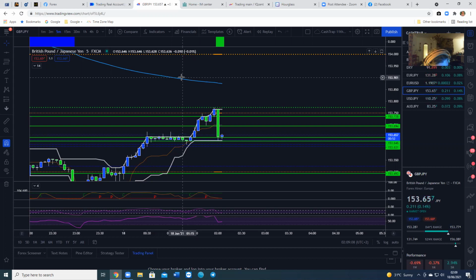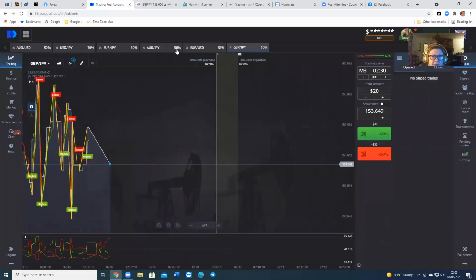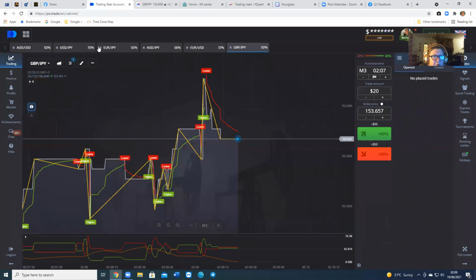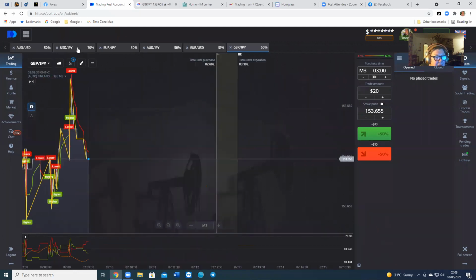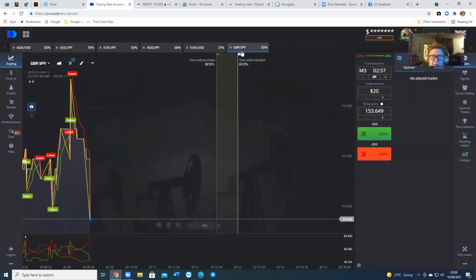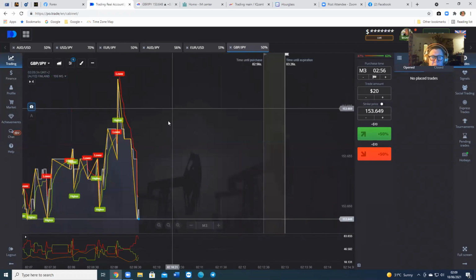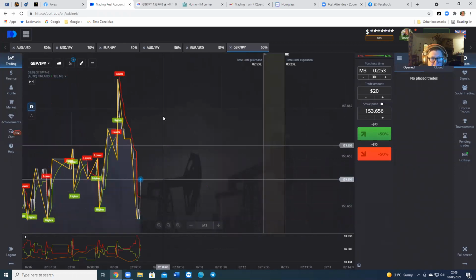Euro JPY, USD JPY, or JPY is a bit lower, 70, or JPY is down at 56 now. You don't want to be trading any of those. USD JPY at 70, and GJ has dropped down to 50%, 649 there.